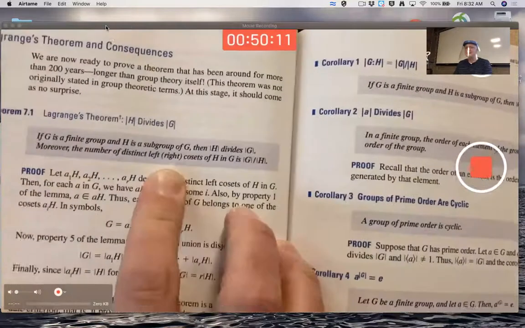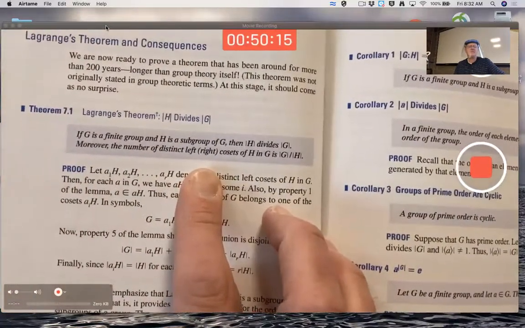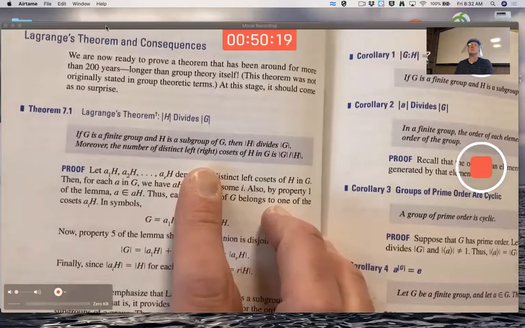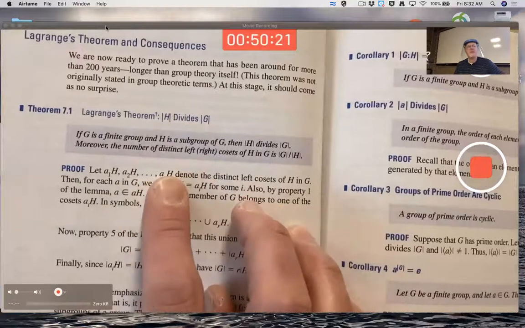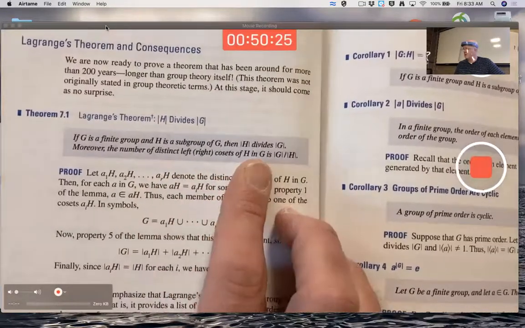Here it is. We've hinted at this theorem already. I should say it's the most important theorem of finite group theory. If G is a finite group and H is a subgroup of G, then the order of H divides the order of G.